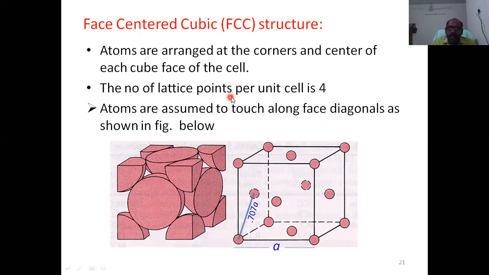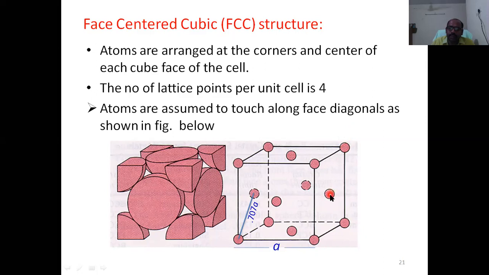Now the number of lattice points per unit cell. In the previous classes, we have calculated the effective number of lattice points per unit cell. The contribution of one corner lattice point to this unit cell is 1 by 8, sorry, and such 8 points are there. So the contribution of corner lattice points for the unit cell is 1.